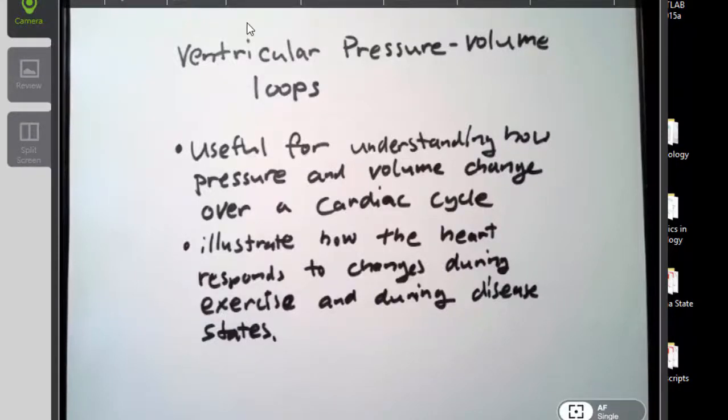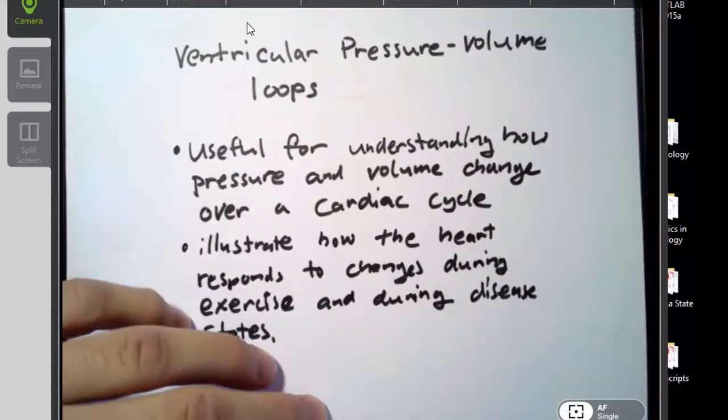Okay, today I'll be talking about ventricular pressure volume loops. These are useful for understanding how pressure and volume change over a cardiac cycle. So in other words, one heartbeat. They're useful for illustrating how the heart responds to changes during exercise and during disease state.